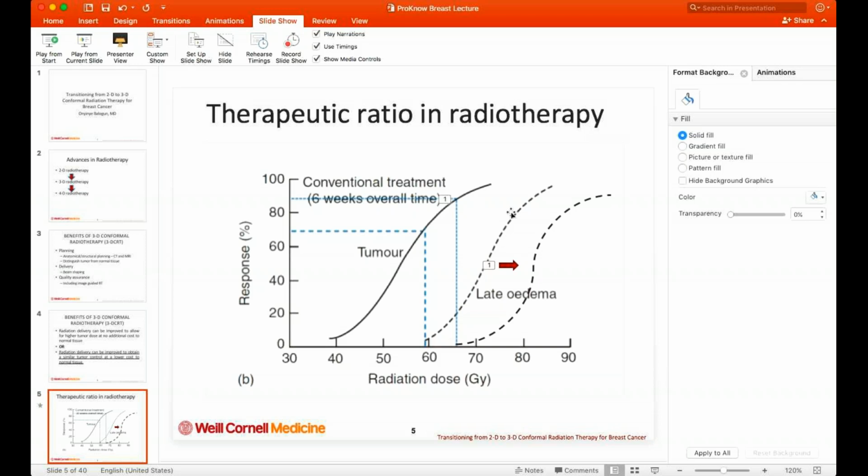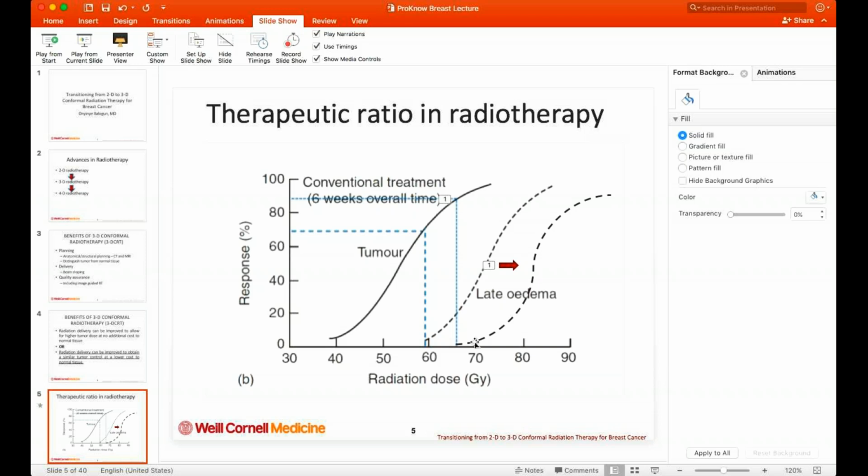It enables us to push this curve to the right, so that at any given dose your lower... hello? Yes? No, I think that was just a distraction. You can just continue. Ask questions afterwards.